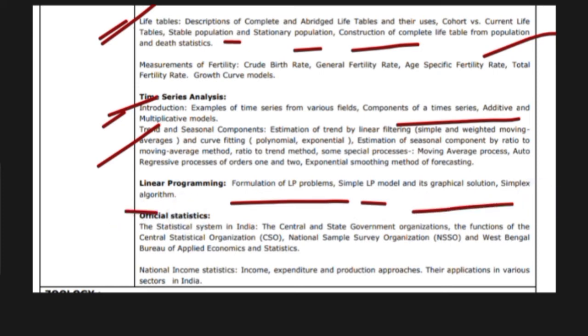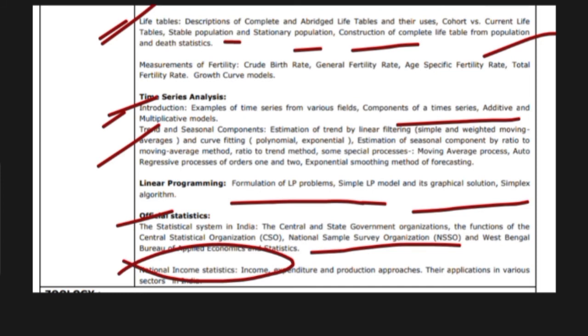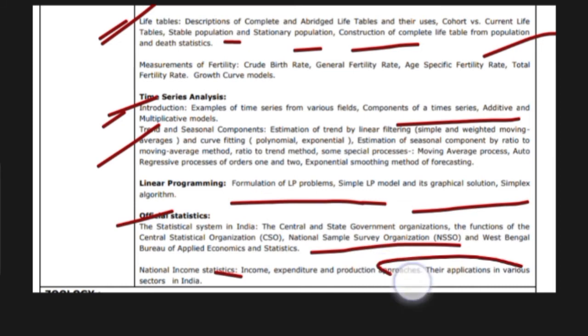Then another section is based on official statistics, where you can get questions based on the statistical system in India, then the central and the state government organizations, functions of the Central Statistical Organization, that is the CSO, then National Sample Survey Organization, NSSO, then West Bengal Bureau of Applied Economics and Statistics, National Income Statistics, then income, expenditure and production approaches, then there are applications in various sectors in India.